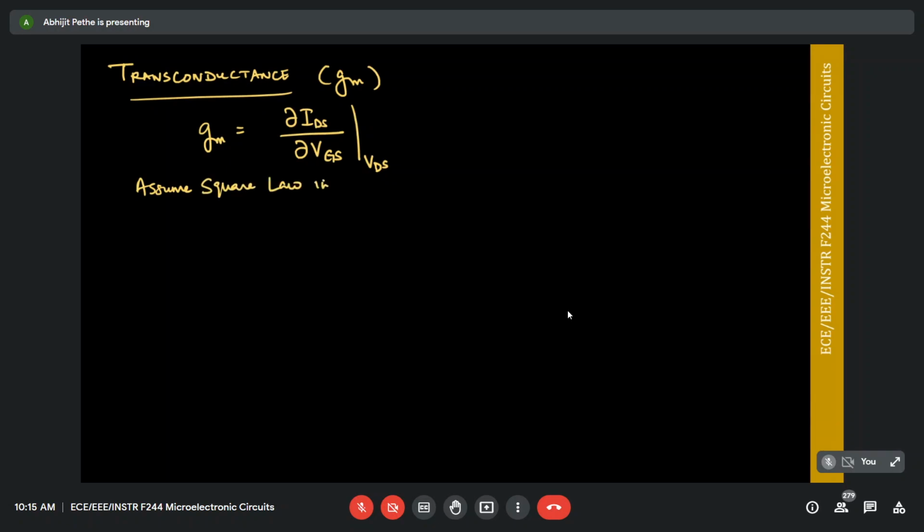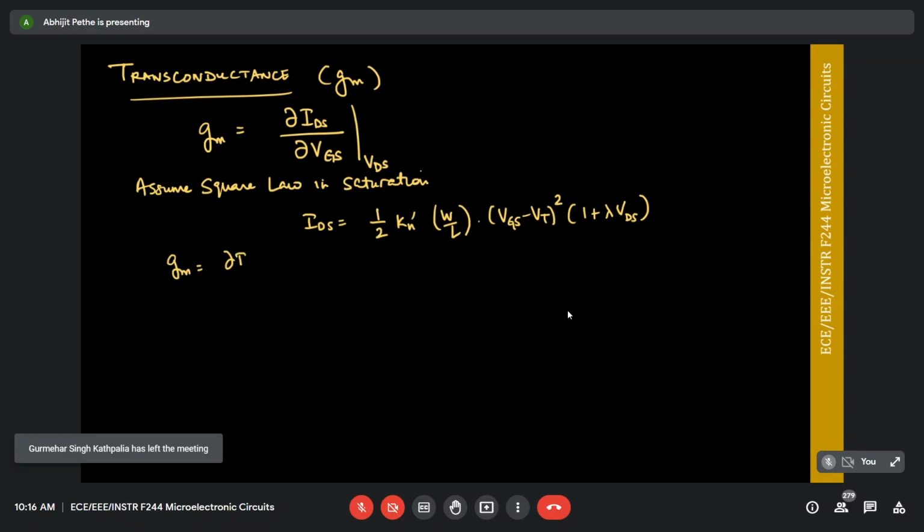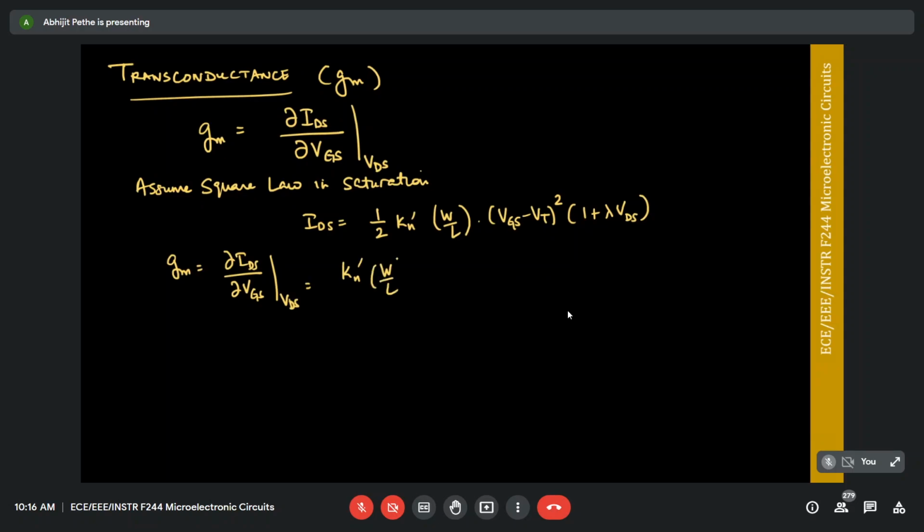So in saturation, what is the value of GM? ID is given by half Kn prime W by L (VGS minus VT) the whole square into (1 plus lambda VDS). Okay. So if I want to find GM, it is dou ID by dou VGS at a constant VDS. Right? So the 2 comes out here, the 2 cancels here, so you get Kn prime W by L (VGS minus VT). So what you see here, therefore, is GM.